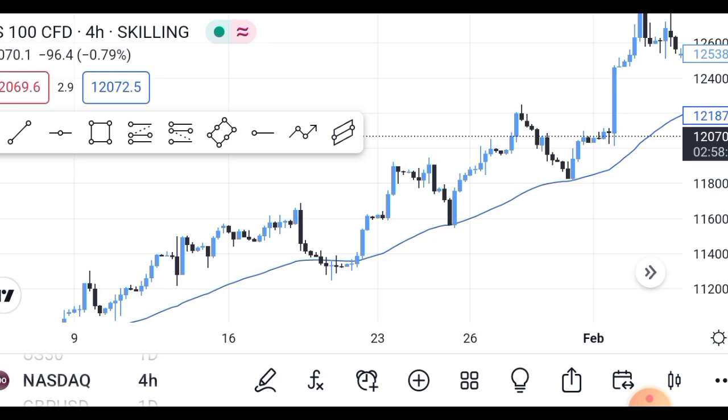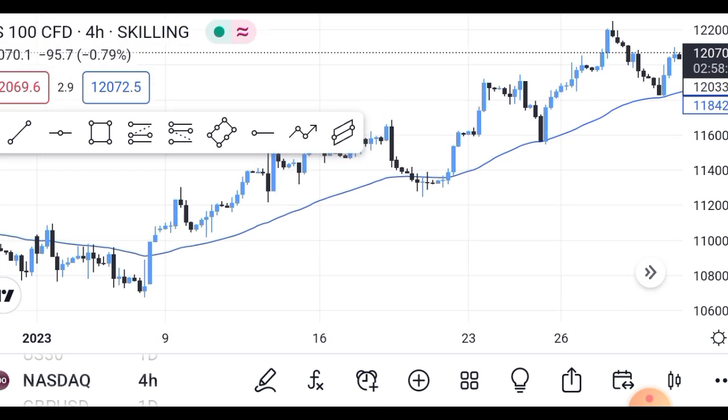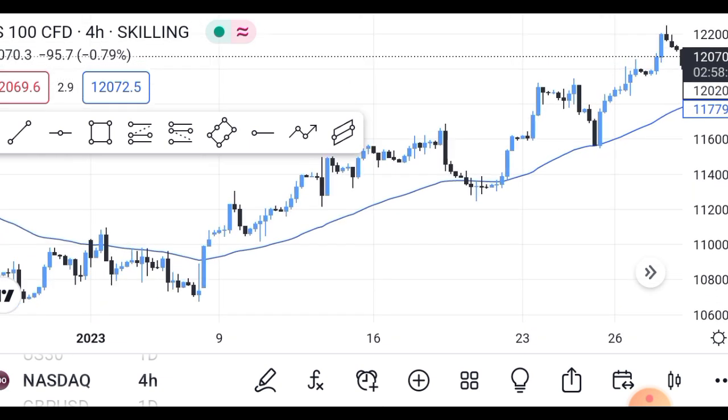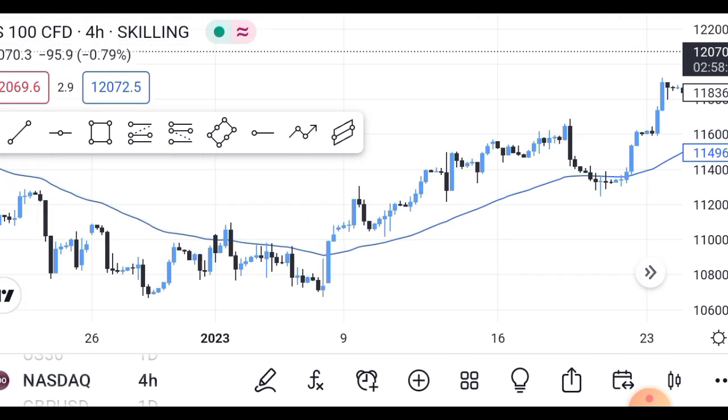So on my screen here we have this pair. I'll be using Nasdaq for this example, so you see for yourself that this strategy works in any kind of market. So without taking much of your time, let's start this video.